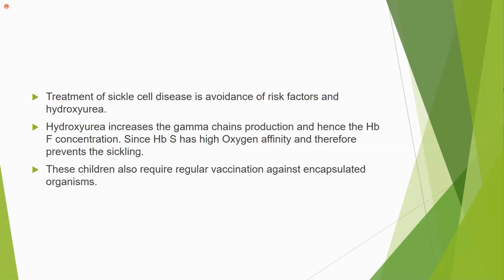Hydroxyurea is basically a myelosuppressive drug, but it has another effect, and that is that it increases the gamma chain production and hence the hemoglobin F concentration. Hemoglobin F has high oxygen affinity, and therefore it prevents the sickling. This is not hemoglobin S. And these children also require regular vaccination against encapsulated organisms.